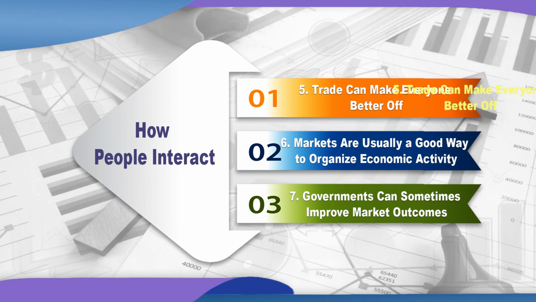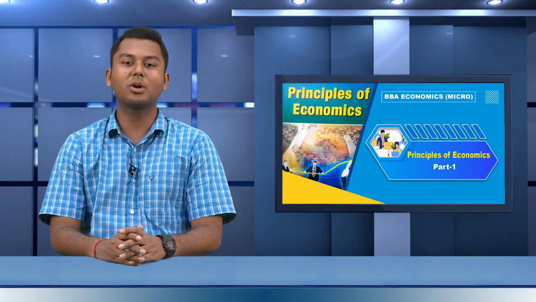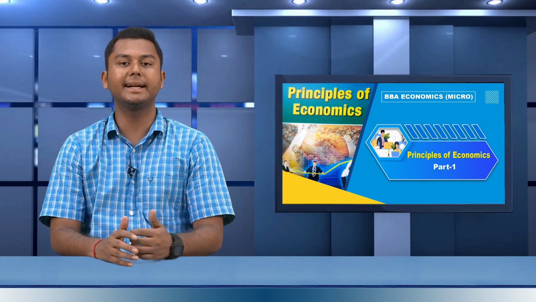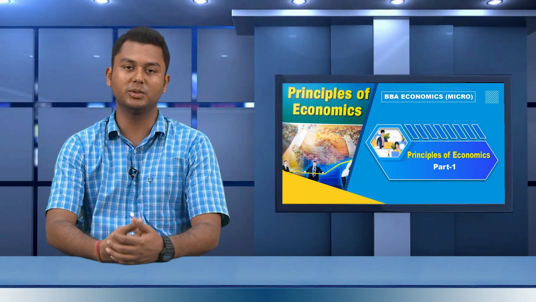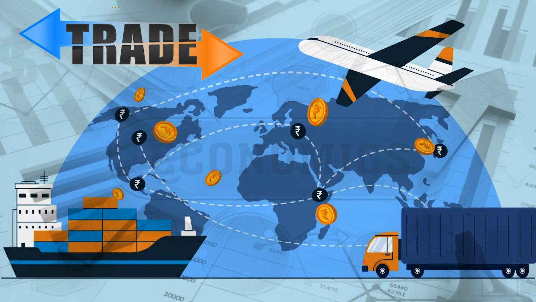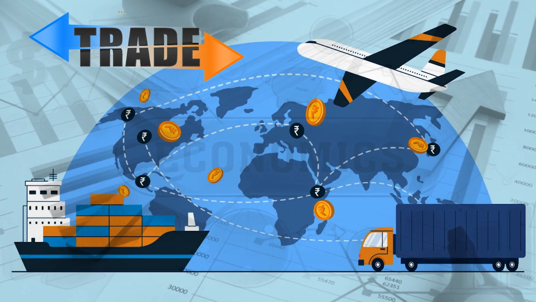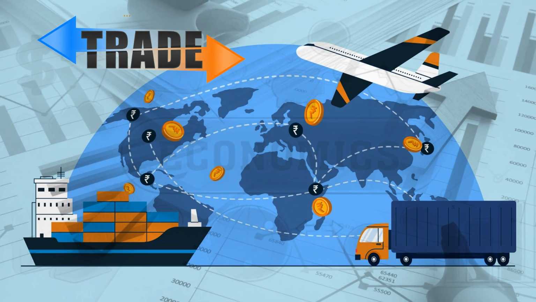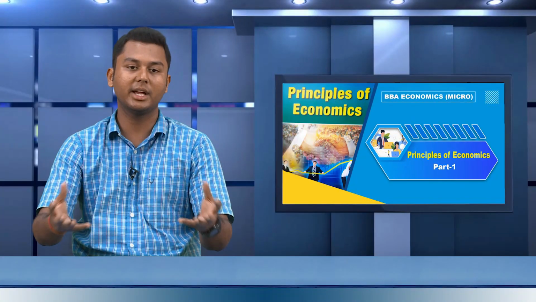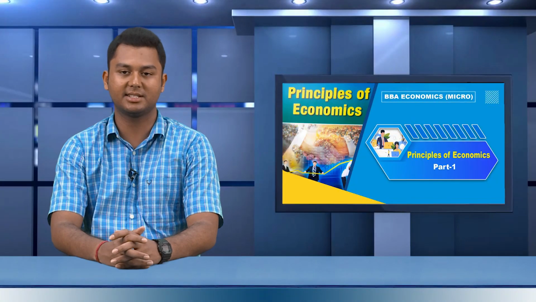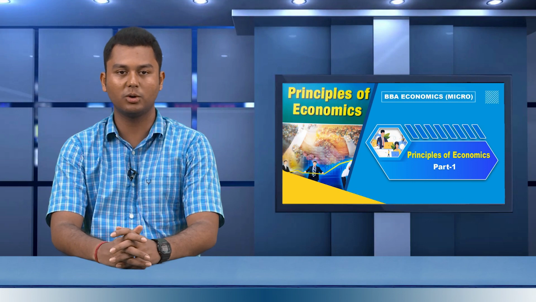The first aspect in this is that trade can make everyone better off, which is the fifth principle. Trade is not a zero-sum game where one party gains and another party loses. Instead, trade allows individuals, firms and nations to specialize in what they do best and to enjoy a broader variety of goods and services than they could by producing on their own.